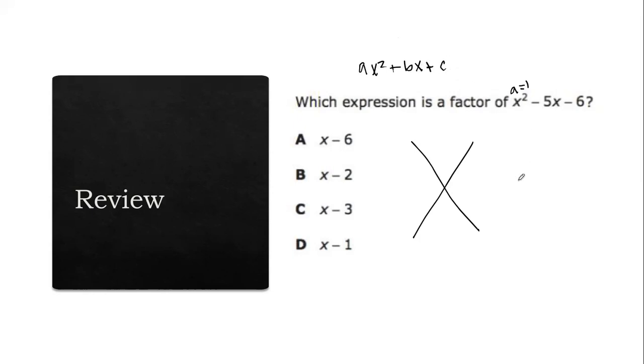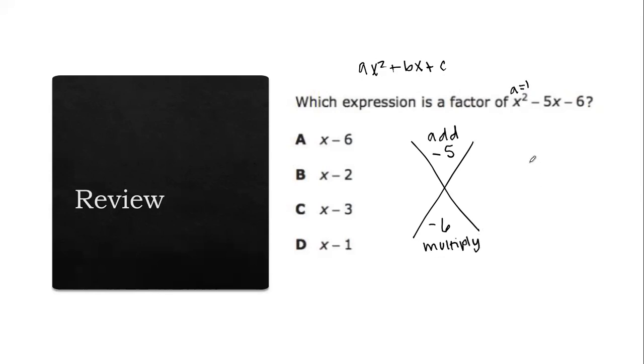So someone tell me what to put in my x. What do I put in my x? All right, so the top is -5 and the bottom is -6. And I'm trying to figure out what two numbers would add to get me -5, but multiply to get -6.